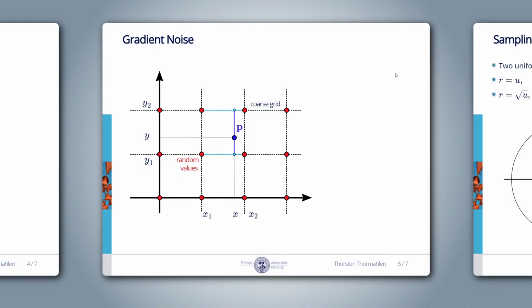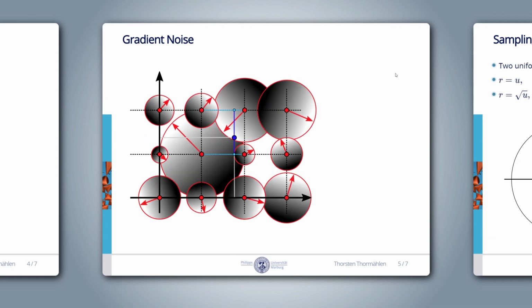The idea of gradient noise is shown on this slide. Instead of interpolating random values, we interpolate between gradients. At each grid point, we create a gradient vector in a random direction of random length. The interpolation part stays exactly the same.